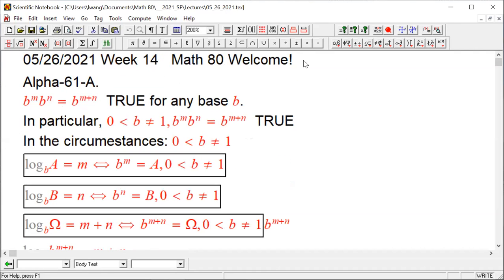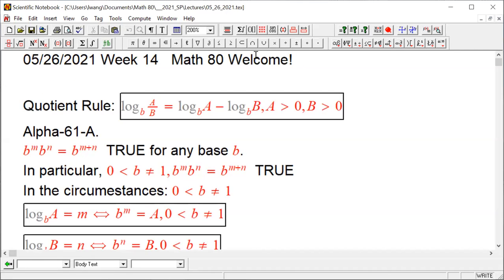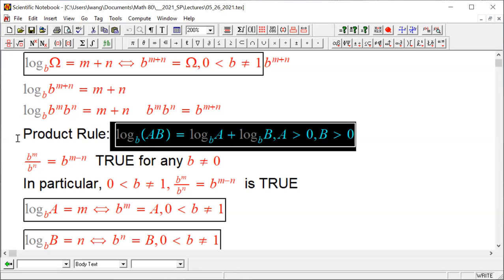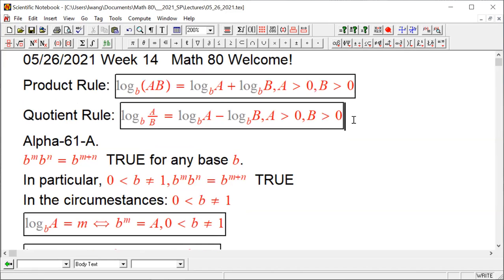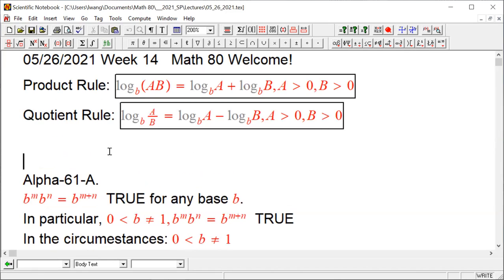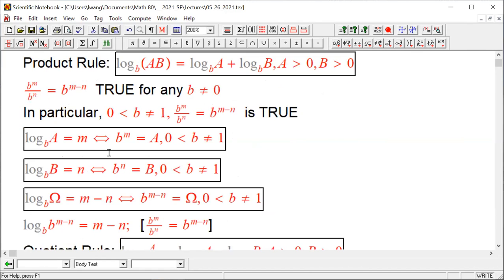Okay, so I'm going to put it on the top. Product rule, this is the quotient rule. And where's my product rule? My product rule is right here. These are the rules you can use. And of course, there's a third formula, right? So we have derived the product rule and the quotient rule. The logarithm of a product is the sum of the logarithms. The logarithm of a quotient is the difference of two logarithms. Okay, so that's the narrative.